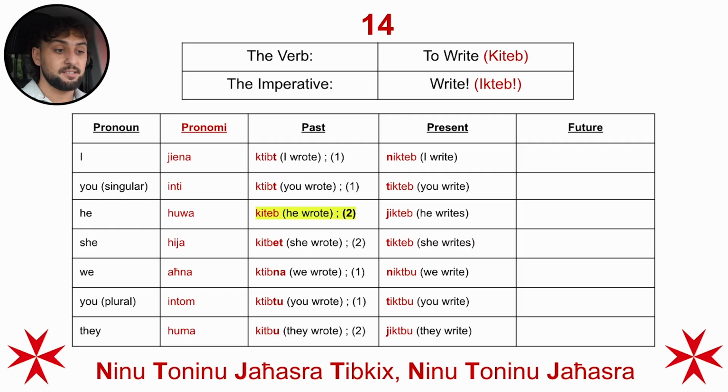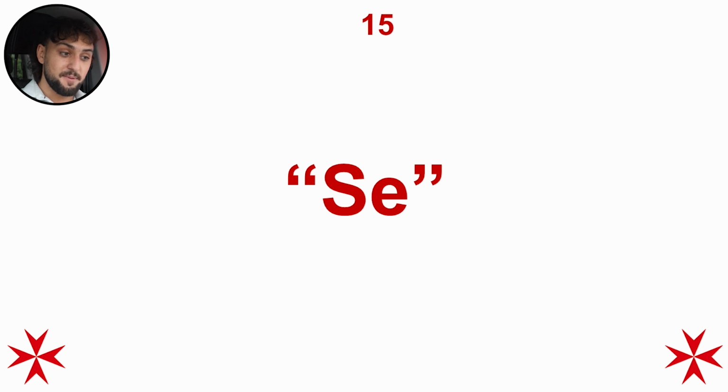Well done. You've now learned how to conjugate verbs in the present tense, and you'll be pleased to know that the future tense is even easier, because all you need to know is one word, and that word is se. Yep, you heard that correctly. You just need to remember this two-letter word and whatever the present tense conjugation is to work out the future tense of Maltese verbs. So let me show you what I mean.